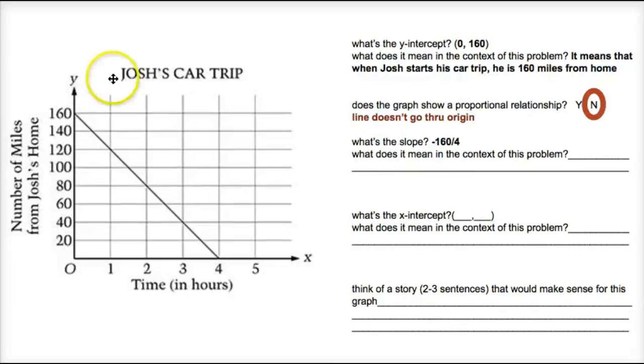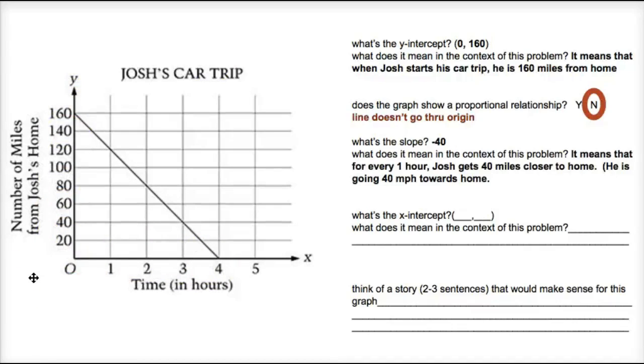I just calculated by going down 160 over to the right 4. So the slope is negative 40, which means for every 1 hour, Josh gets 40 miles closer to his home. In other words, he's going 40 miles an hour towards home. I'm going to correct this right here.